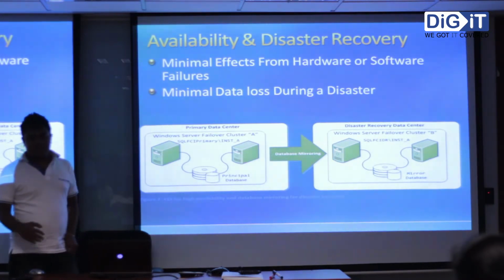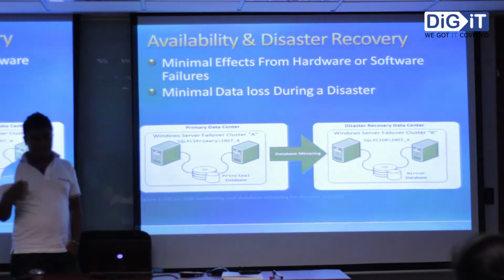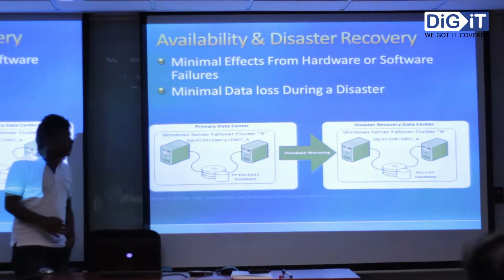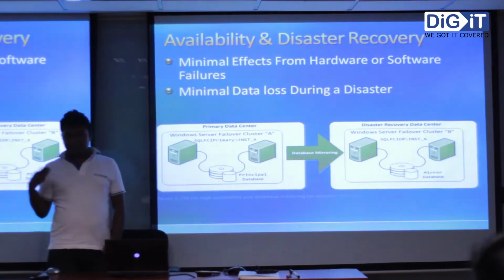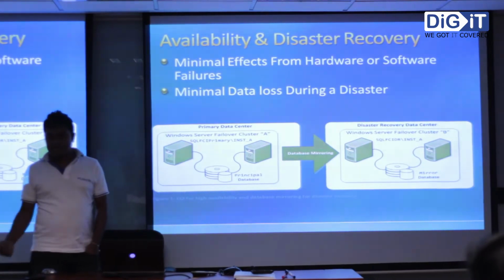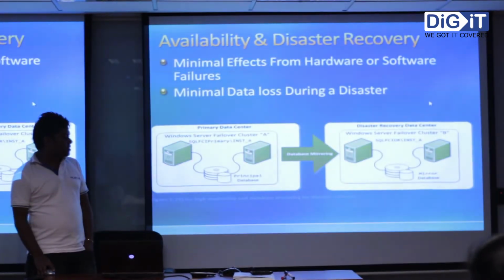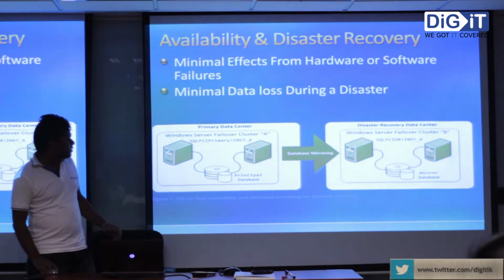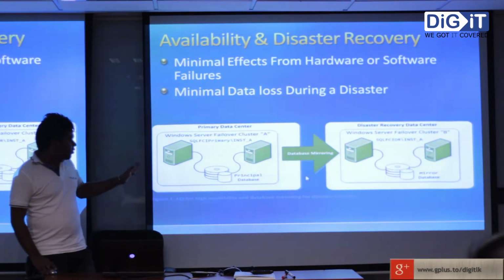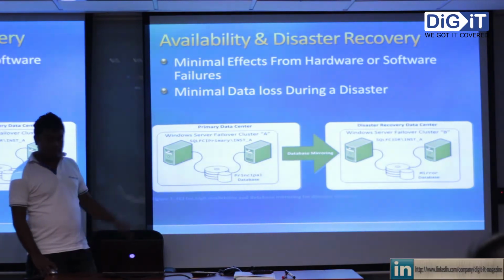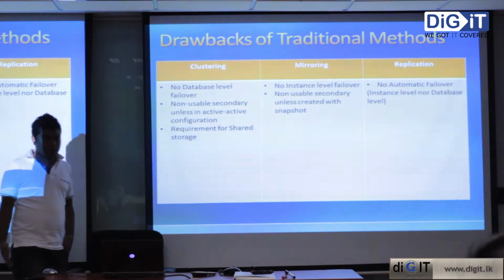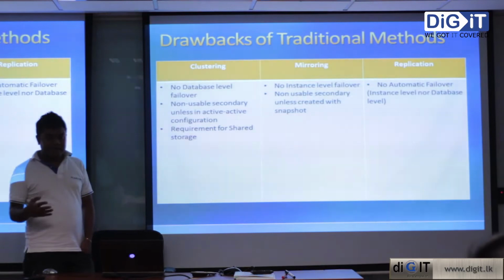We might have to go through database upgrades, but in a production environment we can't afford to have downtime. So we must make sure that users are getting data and the database is accessible. There are ways to handle it. This is a sample where you have clustering and database mirroring. These are the traditional methods: clustering, mirroring and replication.